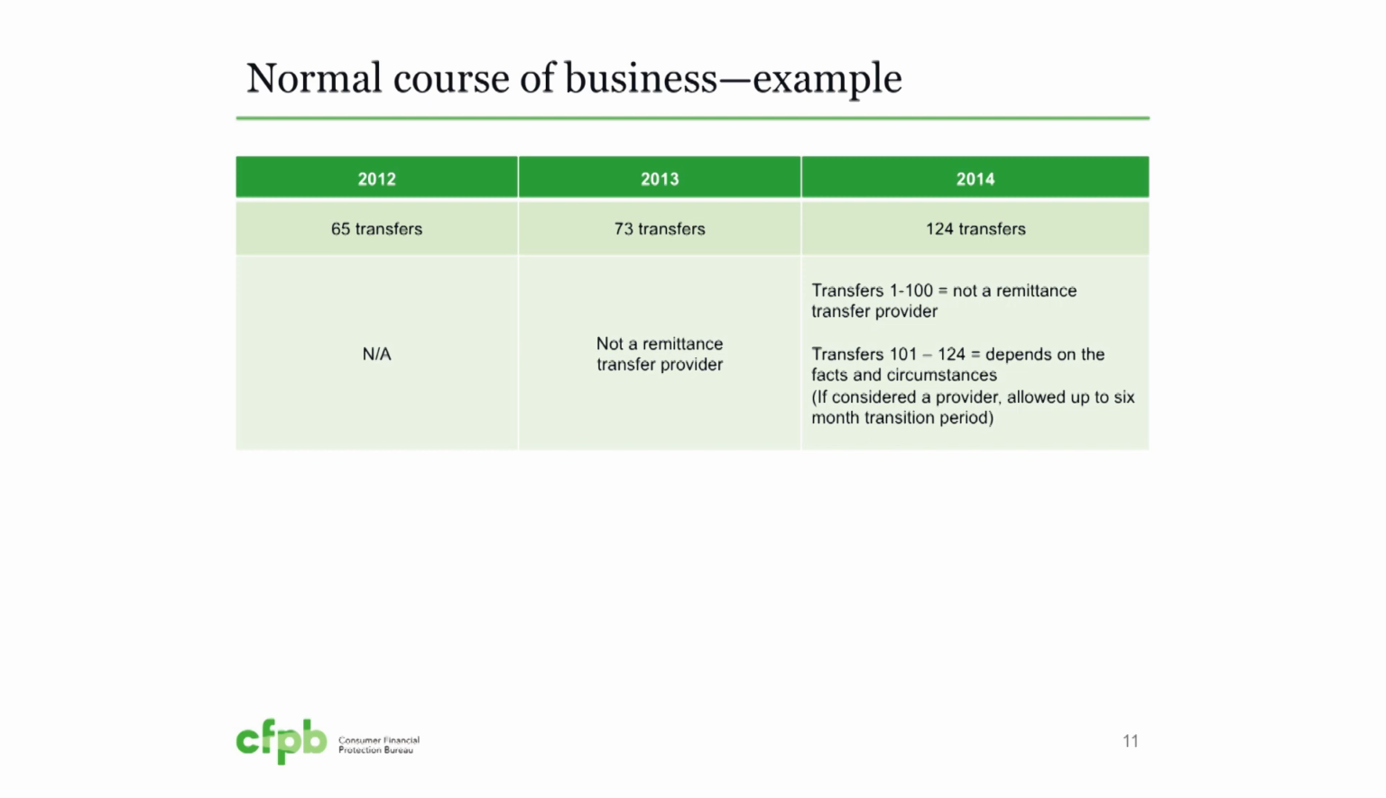The institution would not have to comply with the remittance rule at all when it takes effect in 2013, because it was under 100 transfers in 2012 and stayed under 100 throughout 2013. However, the institution would only be exempt in 2014 until it made the 101st transfer. As of that date, the institution would have up to 6 months to come into compliance unless it could show under the facts and circumstances that it was not providing remittance transfers in the normal course of business.